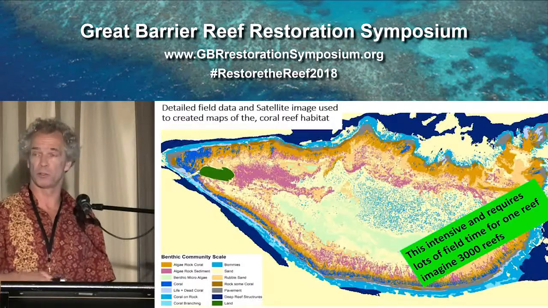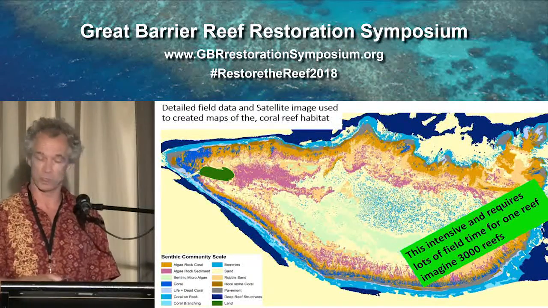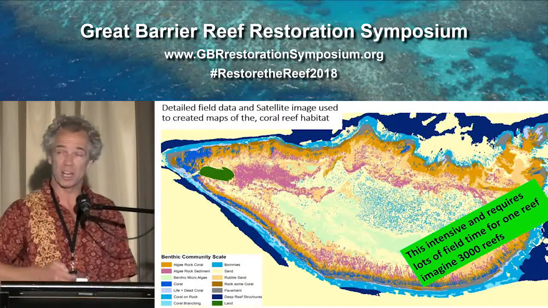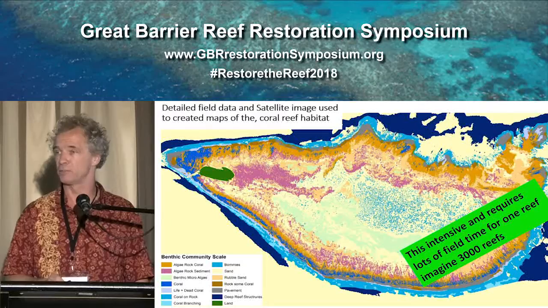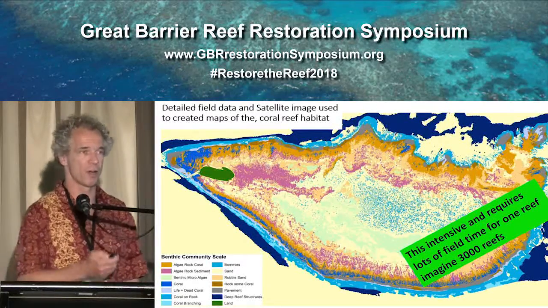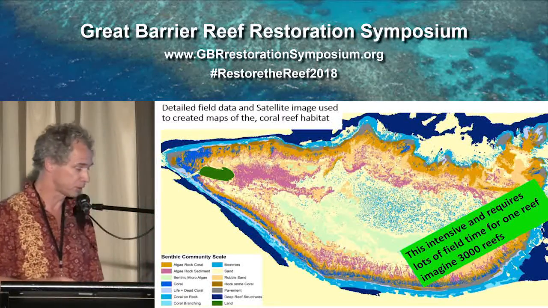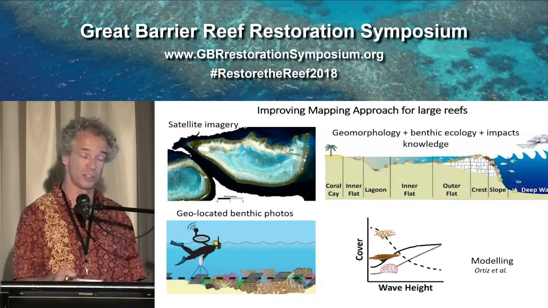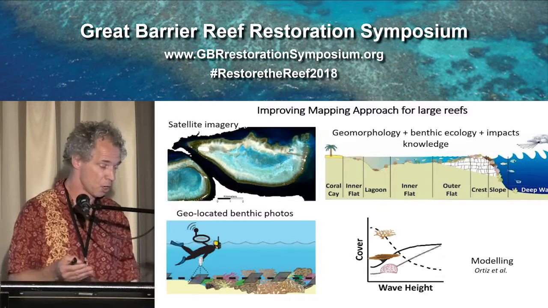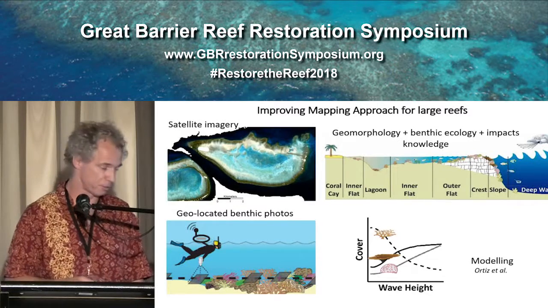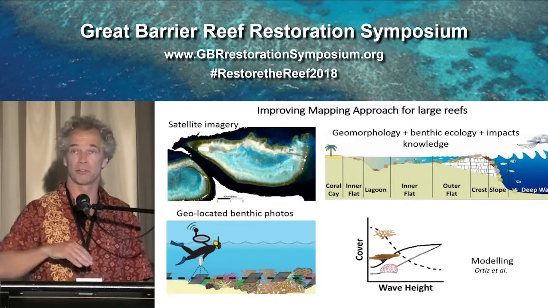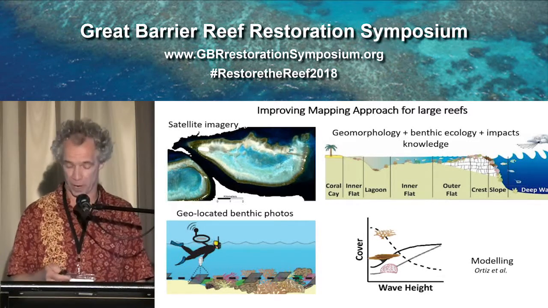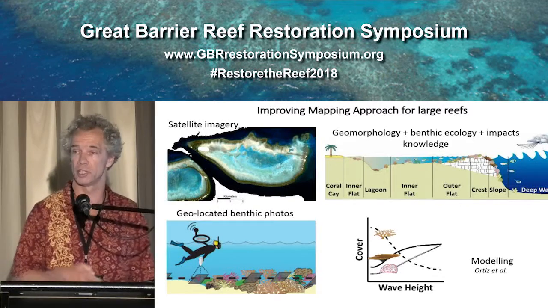And with those detailed photos, we can make a nice satellite image of the reef. But we can't do it for every one of the 3,000 reefs. That would be way too much work, even though I like to go to all those reefs. So we have to have some thoughts, and our experience has taught us that we have to look at the geomorphology of the reef, the benthic composition, the impacts on the reef, but also the relationship between wave height and coral types. All that kind of information we used in this project to map the reef.